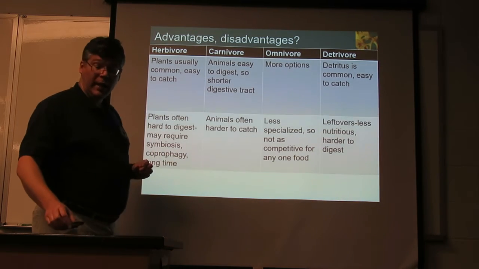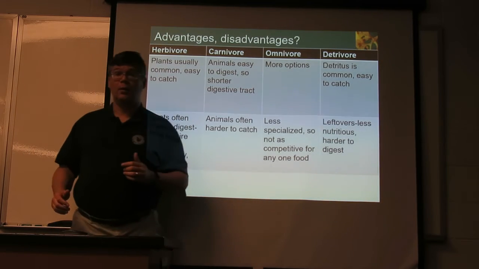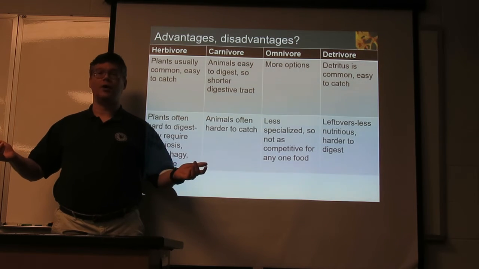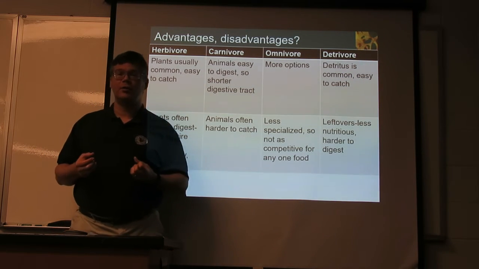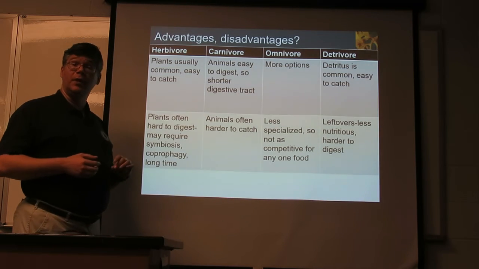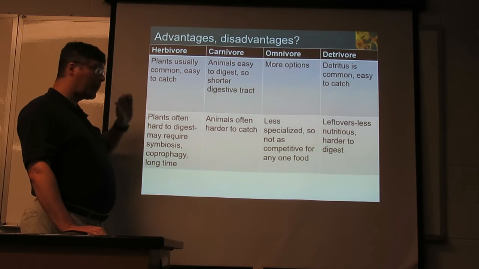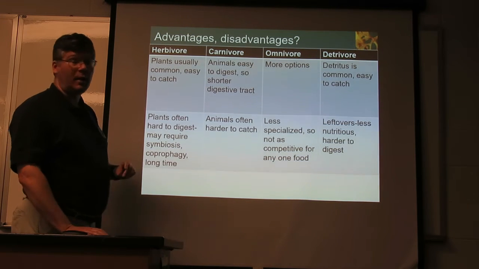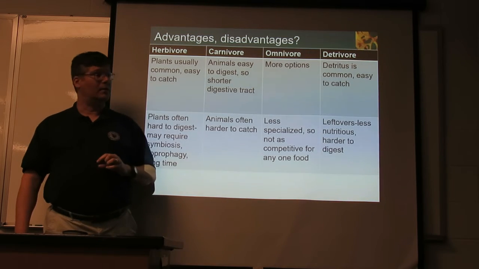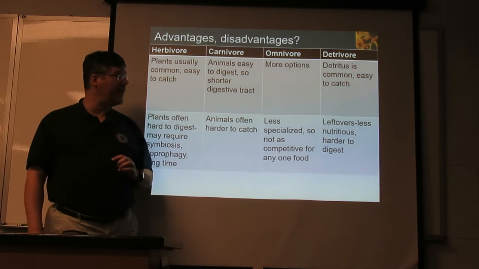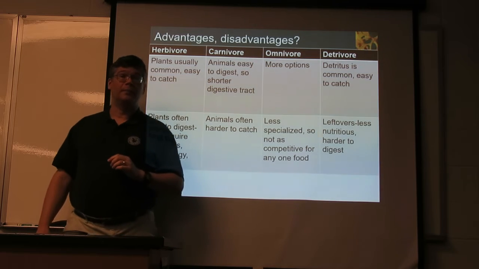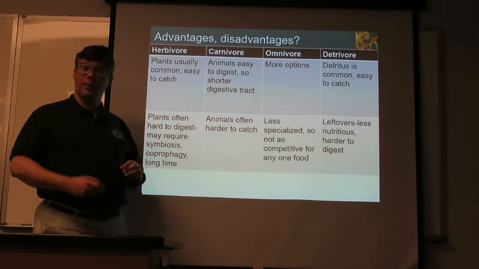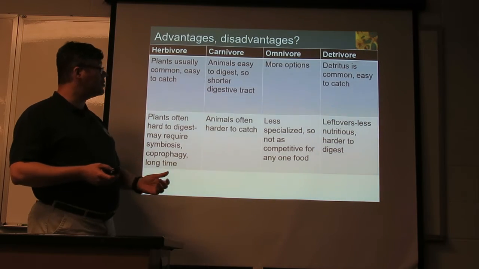Carnivore, on the other hand, it's trying to digest animals. Well, it is an animal. So turning animal into more animal is less hard. It's much easier to digest animal material typically than plant. So they typically have a relatively short digestive tract. On the other hand, animals often can move, can try to escape, may have other defenses. And so you've got the challenge of catching your food more so for the carnivore.